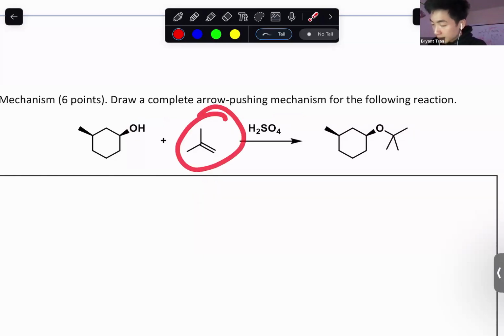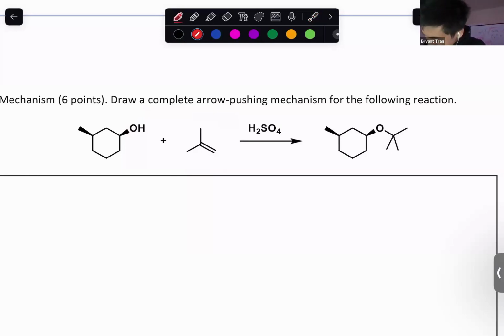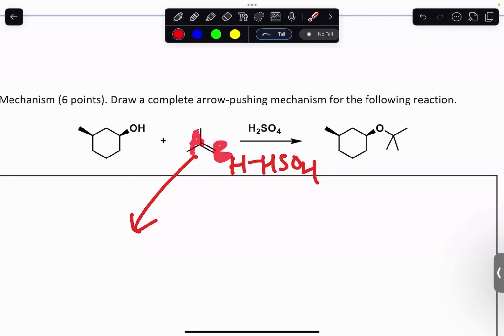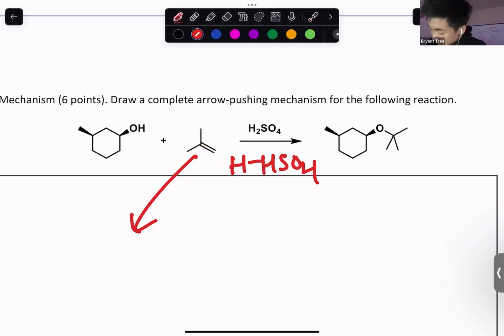If we want to protonate this alkene right here, what is going to be the intermediate as a result? Like, let's say we protonate this carbon here. What intermediate is going to result? Carbocation intermediate, yes. And let's say this is carbon A and this is carbon B. Where would the carbocation be? On the tertiary carbon, that's right. The more substituted one, because that is the more stable position.